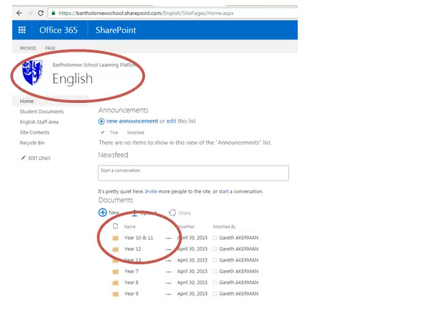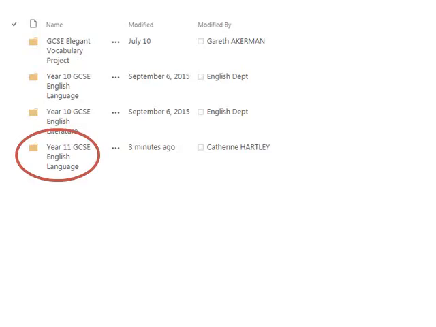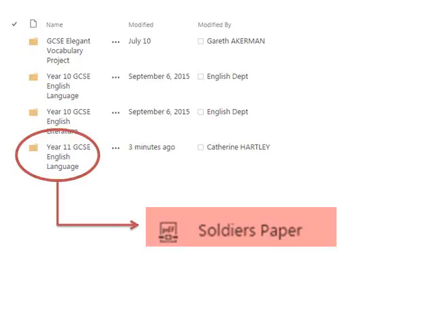If you don't yet have these, you can access them via the school SharePoint pages, the learning platform. So you just go to the English page and then you select Year 10 and 11. When you're there, you should see a folder called Year 11 GCSE English Language. And when you click through, you should find the PDF document called Soldiers Paper. So if you haven't got the paper, pause this video, find the document, print everything out, and then we'll be ready to get started.